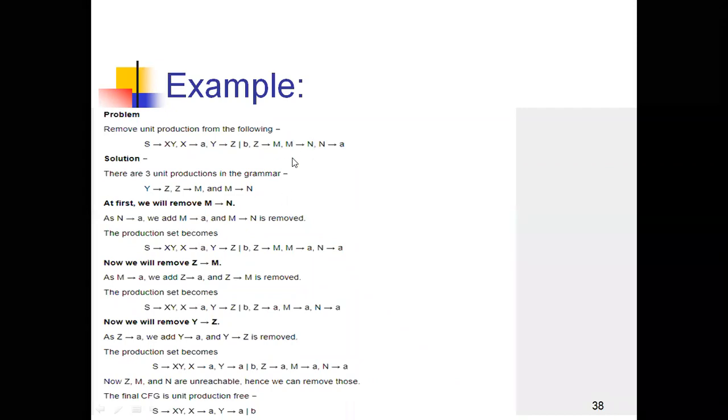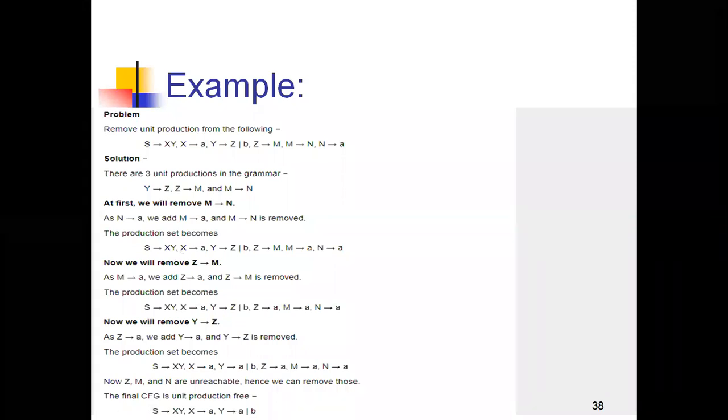Is it clear now? The production set now becomes S tends to XY, X tends to a, Y tends to Z or b, Z tends to M, M tends to a, and N tends to a. Now here I'm not having a unit for N, right?